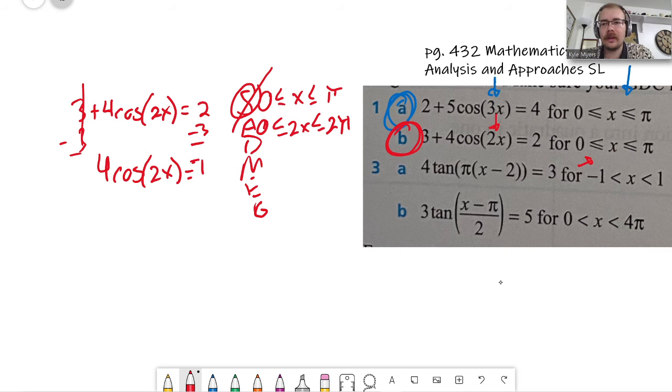Oh, let me make sure I don't forget that there's a negative on that 1. I put my negative right next to the equal sign. Whoops. So then, no adding, but there's some dividing, some division. All right, so we could do that. Cosine of 2x equals negative 1/4.